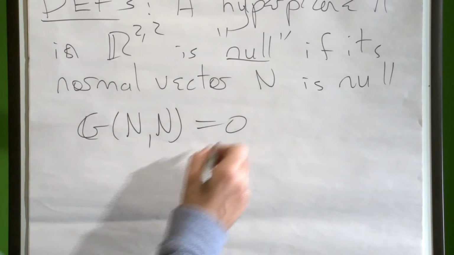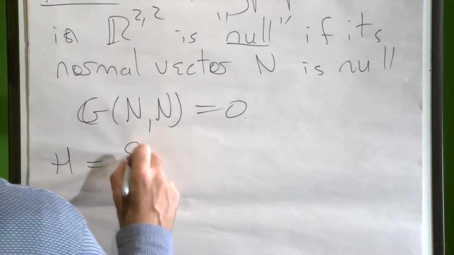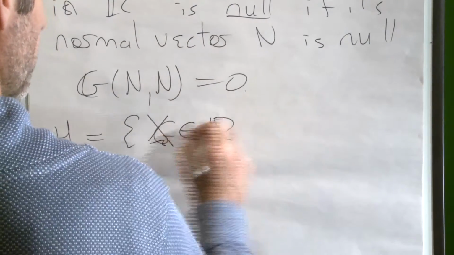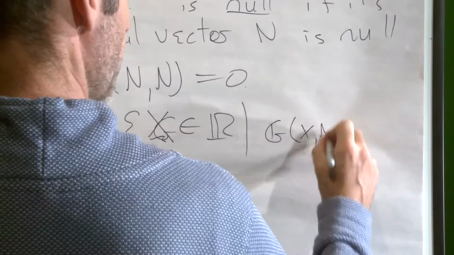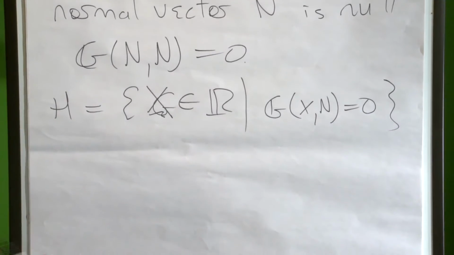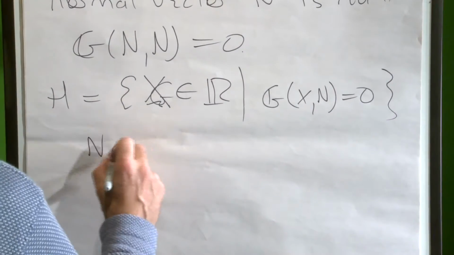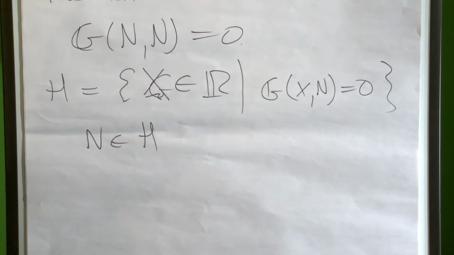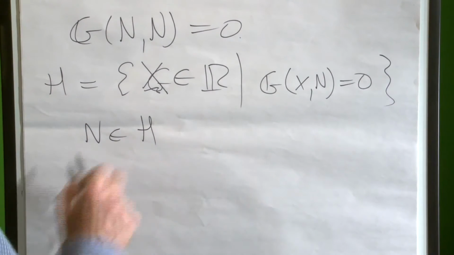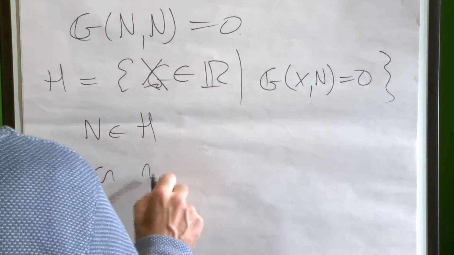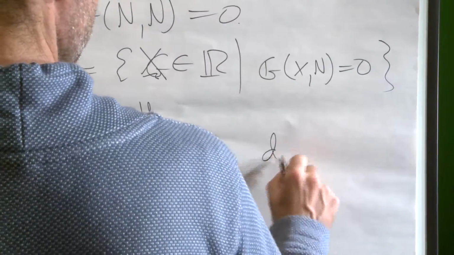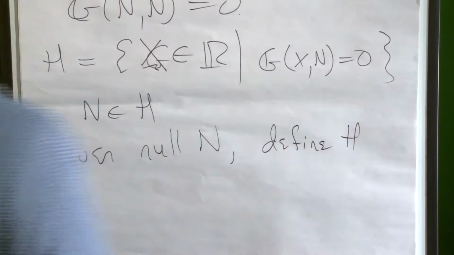Now, hyperplanes are quite interesting in the following sense. If you take H, suppose it's the set of all vectors x such that g of x comma n equals 0. Well, this hypersurface is all the vectors that are orthogonal to n, but in fact n is an element of H. So this hypersurface, because of its nullity, actually contains its own normal. Okay, so suppose we start out with the null vector and we define H to be all the vectors orthogonal to it.